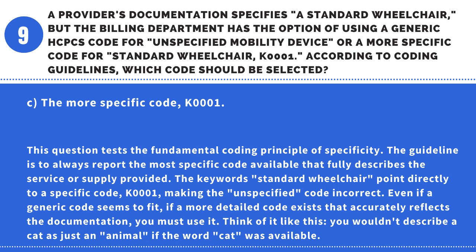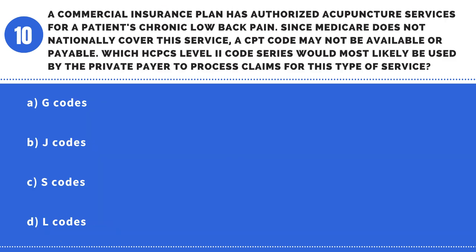K0001. This question tests the fundamental coding principle of specificity. The guideline is to always report the most specific code available that fully describes the service or supply provided. The keywords standard wheelchair point directly to a specific code, K0001, making the unspecified code incorrect. Even if a generic code seems to fit, if a more detailed code exists that accurately reflects the documentation, you must use it. Think of it like this: you wouldn't describe a cat as just an animal if the word cat was available. Question 10.